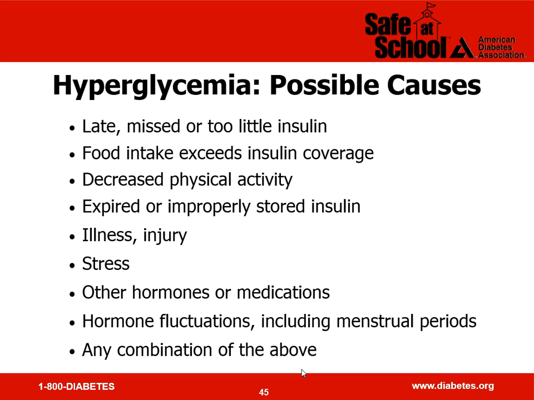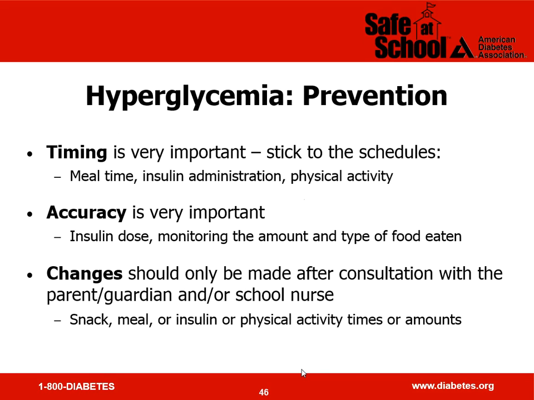Some of the possible causes may be late, missed, or too little insulin, food intake that exceeds insulin coverage, decreased physical activity, expired or improperly stored insulin, illness, injury, stress, other hormones or medications, hormone fluctuations, including menstrual periods, or any combination of the above. Prevention. The biggest step to prevention is timing, accuracy, and changes.